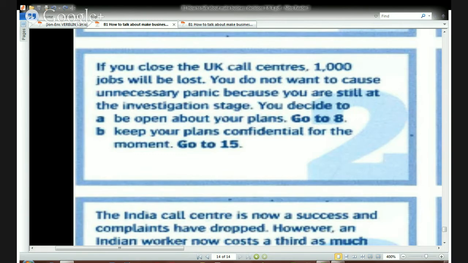Hang on one second here. There, you can see it in the chat window. Yeah, there might be unnecessary panic. Okay, so Yuki, what do you think we should do to avoid the unnecessary panic? Do you think it's better to be open or to be secretive? As I mentioned in the previous class, I think it's better to be open about everything, about every policy of our company.